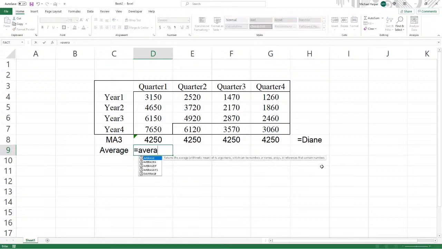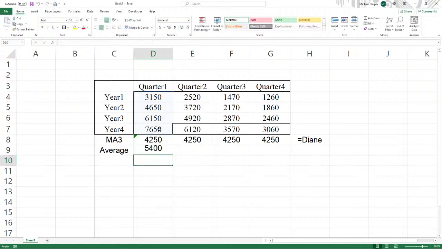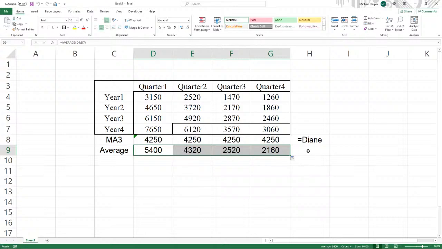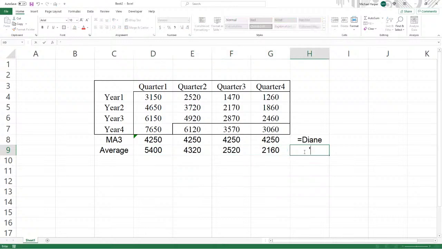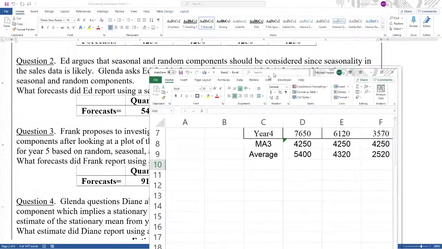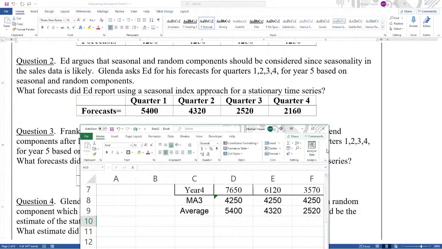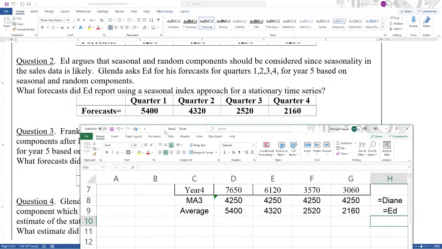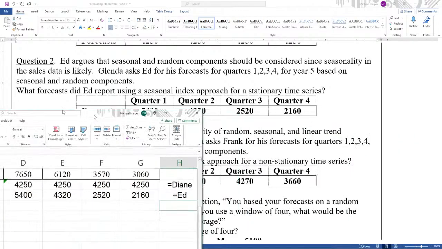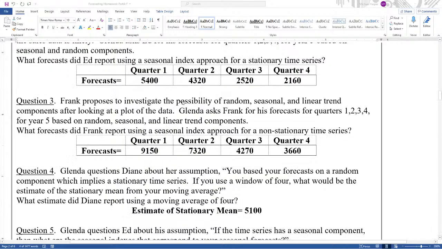So this would be the average of quarter 1, and come down, and this would be quarter 2, quarter 3, and quarter 4. And so this will turn out to be Ed's forecast. And so we can bring this down here, and we can see Ed's forecasts were indeed 54, 43.20, 25.20, and 21.60. So there's Ed. Frank proposed to investigate the possibility of random, seasonal, and linear trend components after looking at a plot of the data.